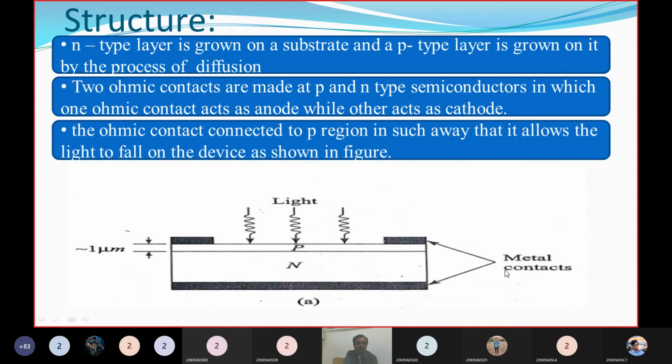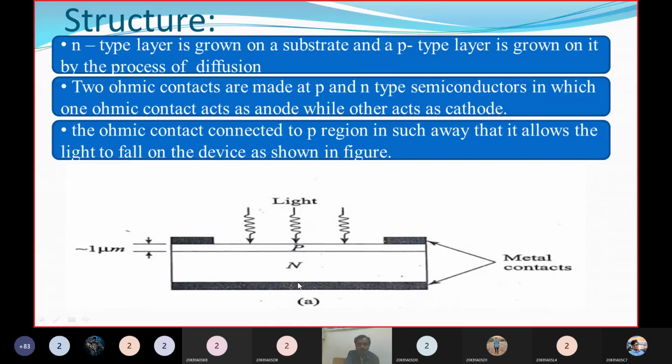Now the structure of the photodiode. An N-type layer is grown on the substrate, and a P-type layer is grown on it by the process of diffusion. First of all, we will take a substrate, that is, a metal substrate.